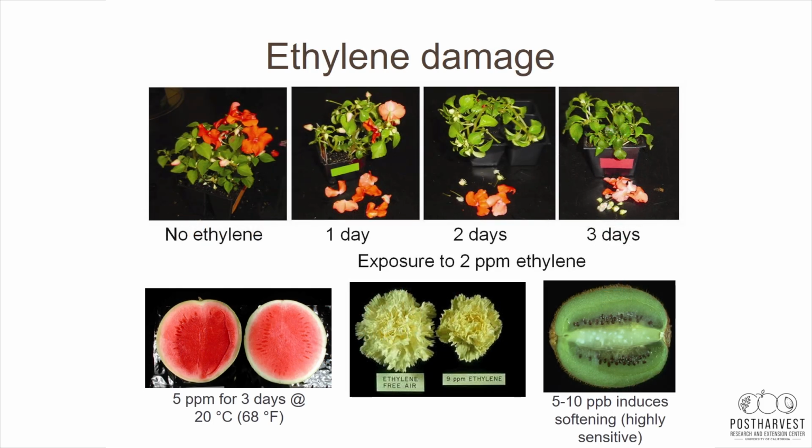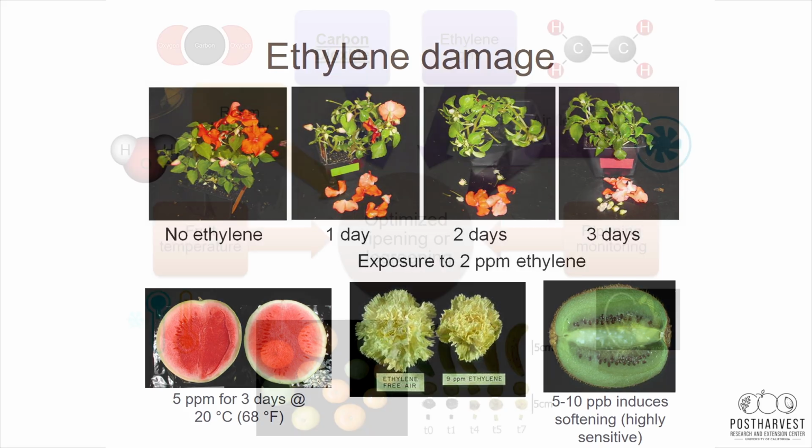You mentioned mixed loads here. Here we have some examples where ethylene could be problematic. In this case, flowers: if you expose them to 2 parts per million of ethylene, after 3 days they've dropped pretty much all their petals, and we don't want that. 5 parts per million, which is around the concentrations that you use for degreening of citrus, fairly low, you get this effect in quality in the watermelon. Kiwis are also highly susceptible, even at parts per billion concentrations, much, much lower. It induces softening. So if you have these highly susceptible fruits, don't mix them with fruits that produce ethylene.